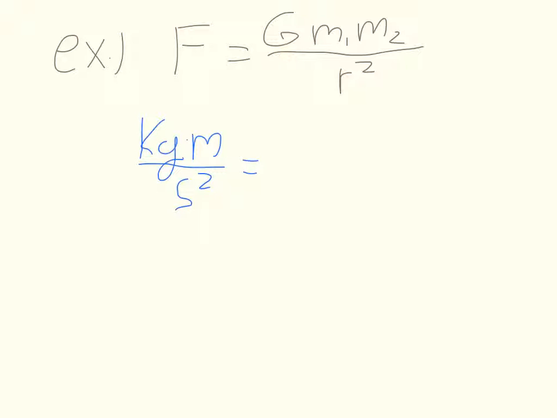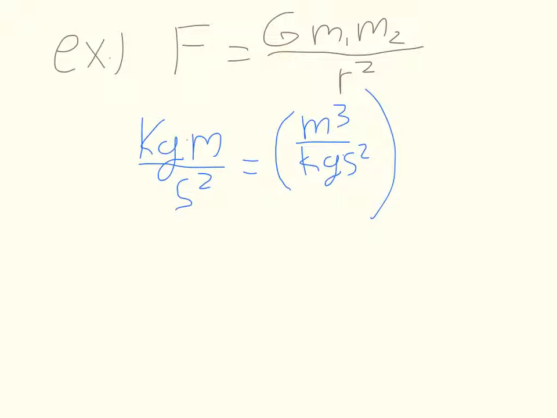So to plug in my units here, capital G in this formula is actually a constant, and the constant has units of, get ready for this, meters cubed per kilogram times a second squared. That's just for this big G right here.